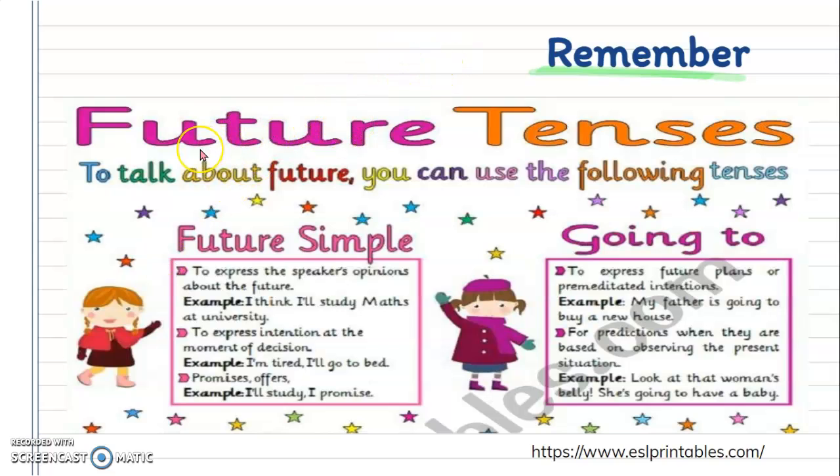Remember, we use future tenses to talk about our future plans, our future intentions, promises or offers with future simple. Or we can use going to to express future plans or premeditated intentions. For predictions, when they are based on observing the present situation.